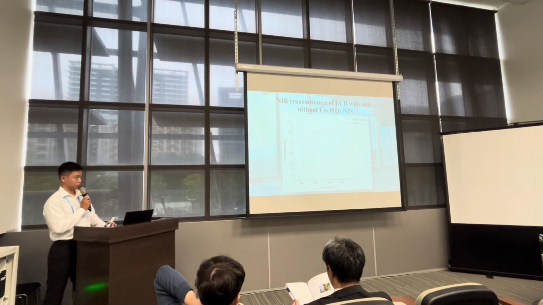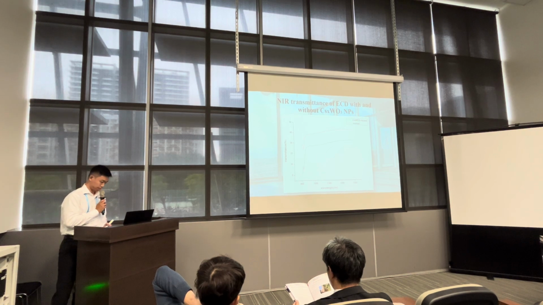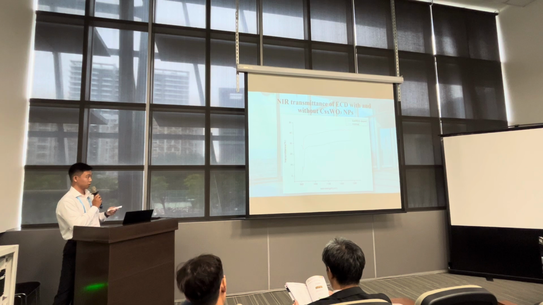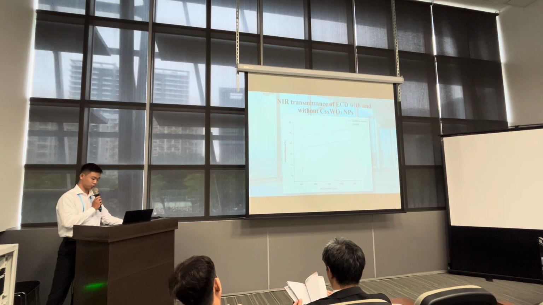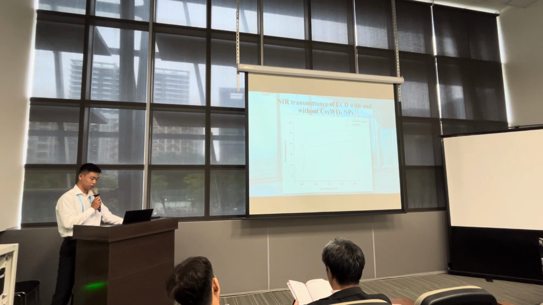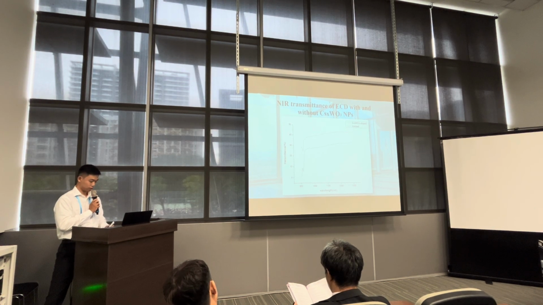This graph shows another purpose of our design, and you can see that the sample with the cesium tungsten oxide, the black line, actually blocks about 10% more of the near-infrared compared to the one without it.